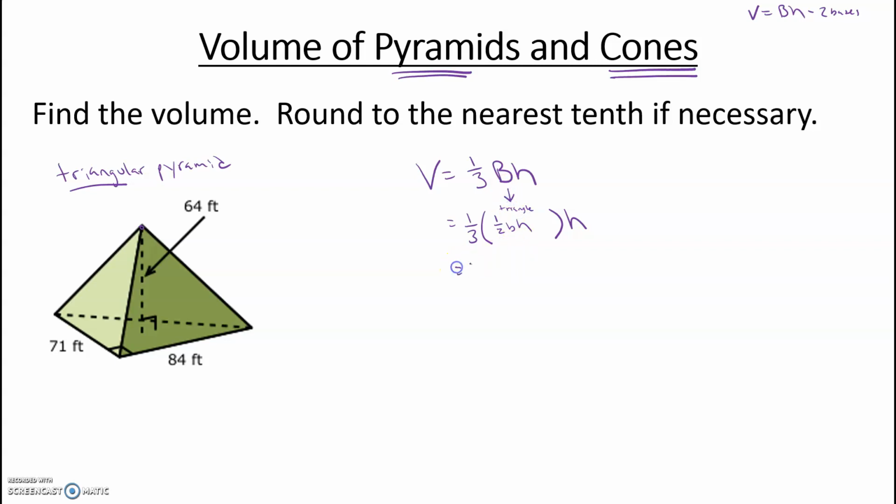All right, so we've got 1/3 area of the base, area of a triangle, 1/2 base and height are both touching that right angle. So 71 and 84. Now height is the height of your pyramid. So it should come through the vertex and it should drop straight down. See, notice that perpendicular? Height should drop straight down. So this would be 64.